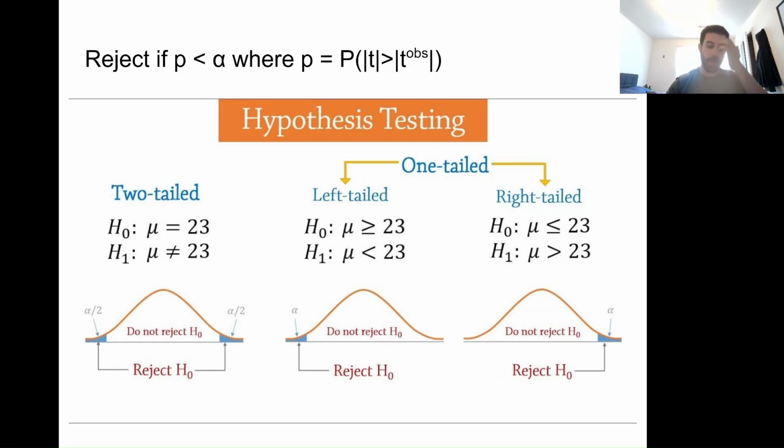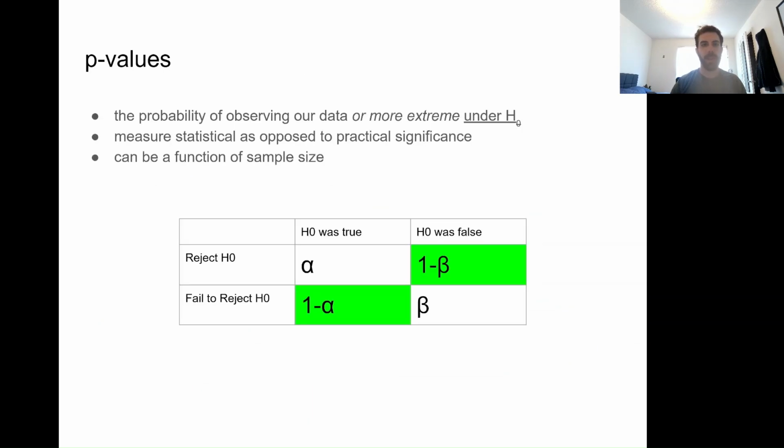So this is a really important concept in statistics. The idea behind the p-value is it's the probability of observing your data, and I'm going to flip to the next slide because I go through it here. The probability of observing our data, or more extreme, under the null. So we assume the null is true, and then we say, given that the null is true, what's the probability of getting this set of data?